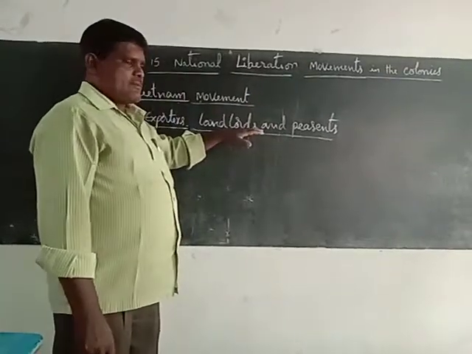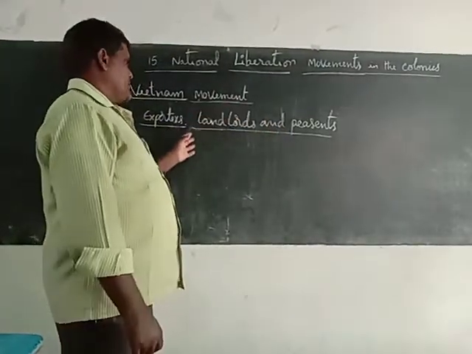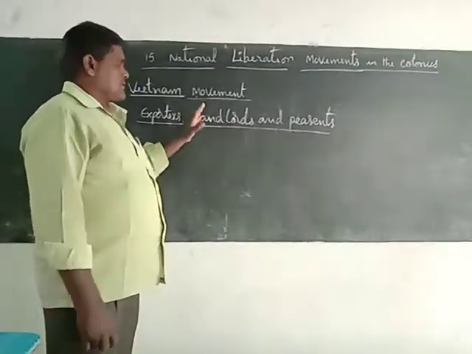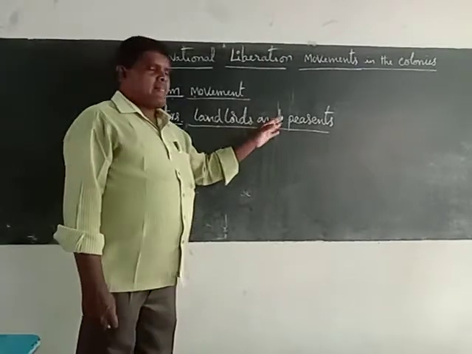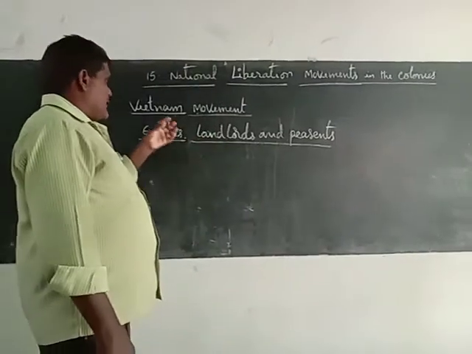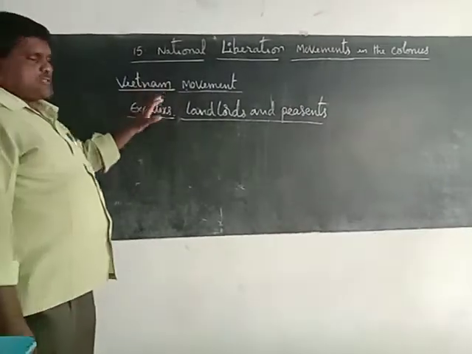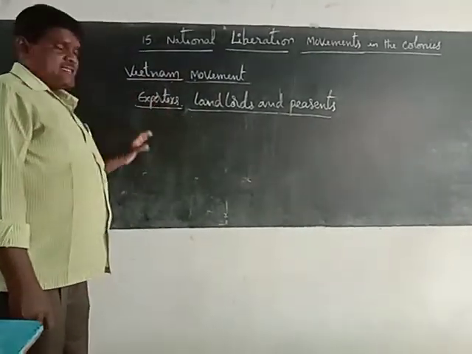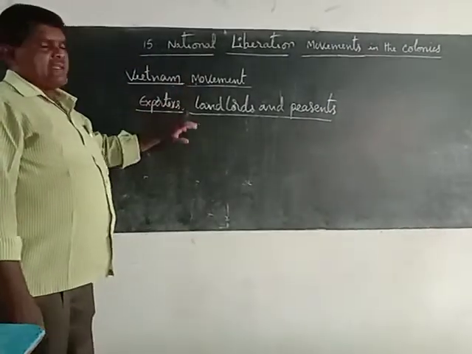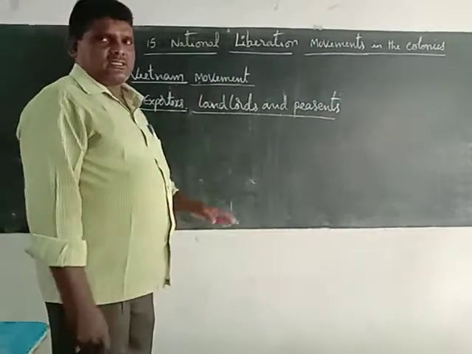The workers, the peasants, meaning cultivators, worked in the landlords' fields. At the same time, the landlords completely suppressed the peasants. Vietnam was completely controlled by the French rulers. The French government launched many agricultural and industrial programs in Vietnam.